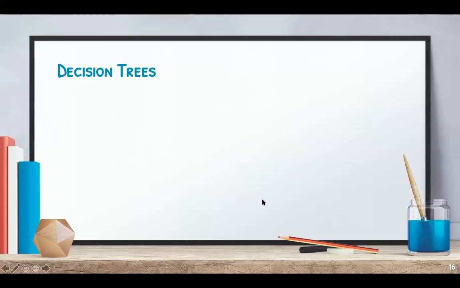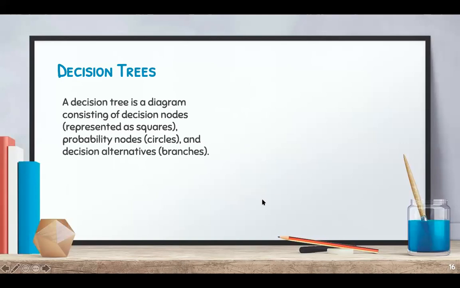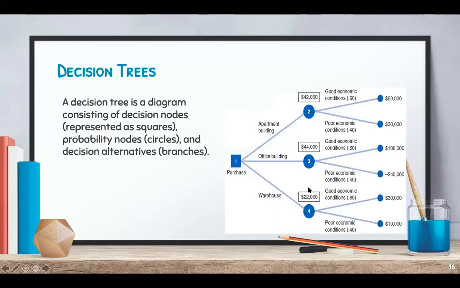You can also put this in a decision tree. A decision tree is a diagram consisting of decision nodes represented as squares, probability node as circles, and decision alternatives as branches. So, an example of a decision tree looks like this, no? Pero we will not dwell into this already. There are applications that help you make decision trees.